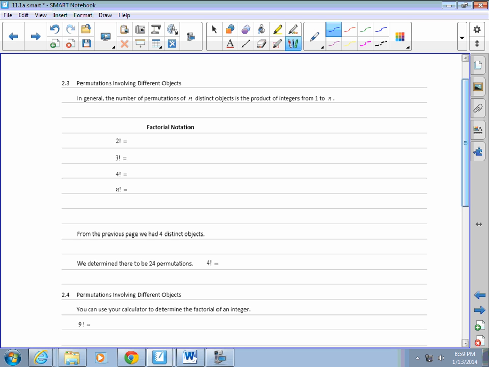So factorial notation is written like this, n with an exclamation mark, and that just is read as n factorial. N is just the number of objects you have, and it's solved by going n times n minus 1 times n minus 2 times n minus 3 all the way up to 2 times 1, and n has to be greater than or equal to 0 in order for this to work.